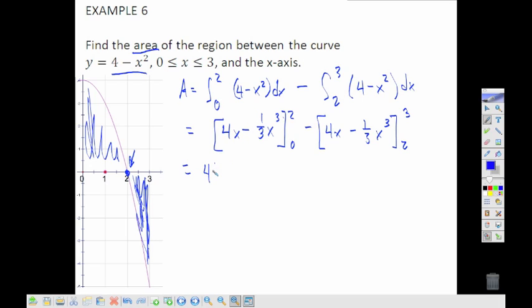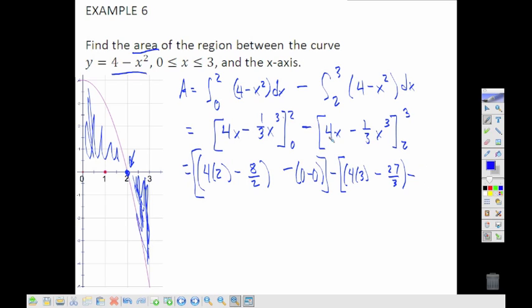We would then plug those values in. Plugging in the 2 would give me 4 times 2 minus 8 over 2, and then plugging in the 0 here on that same part would give me 0 minus 0. Okay, so that's just the first part there. Over here I'm going to plug in the 3 first, and then I need to subtract away the same thing, but now I'm plugging in the 2. And so it would look like this. So this whole first part minus that second part, doing all the work to simplify this is eventually going to come to 7 2/3.